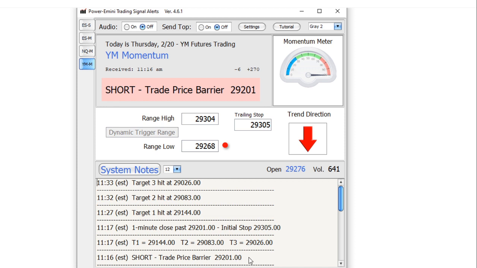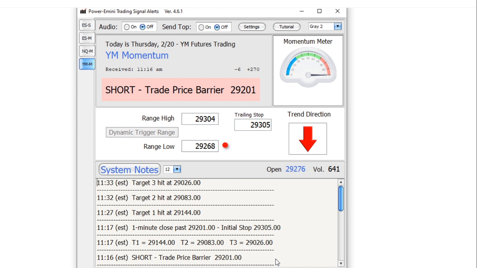And so, basically the bottom two lines, it starts down at the bottom and goes up, but the bottom two lines here are what you see when you get the alert, and when the alert is filled, you'll see these next two lines pop in simultaneously, right? So you get, like yesterday, this is the YM, by the way, the short alert at 29201.